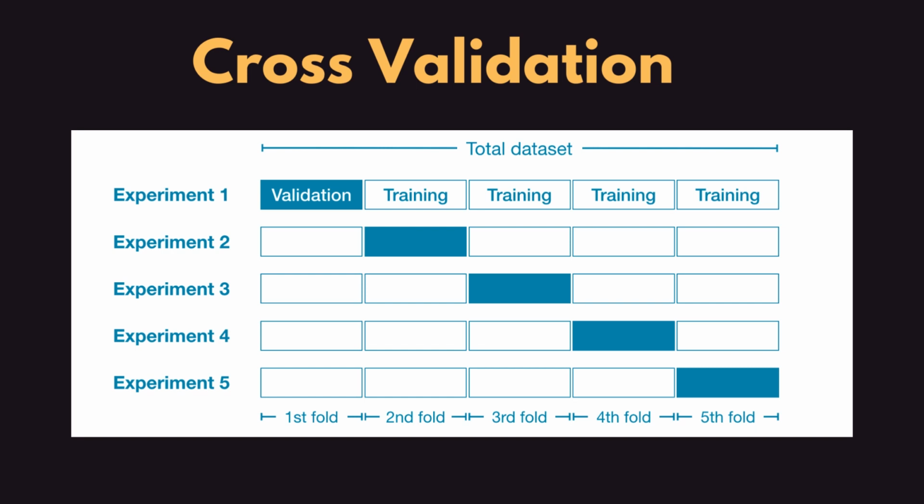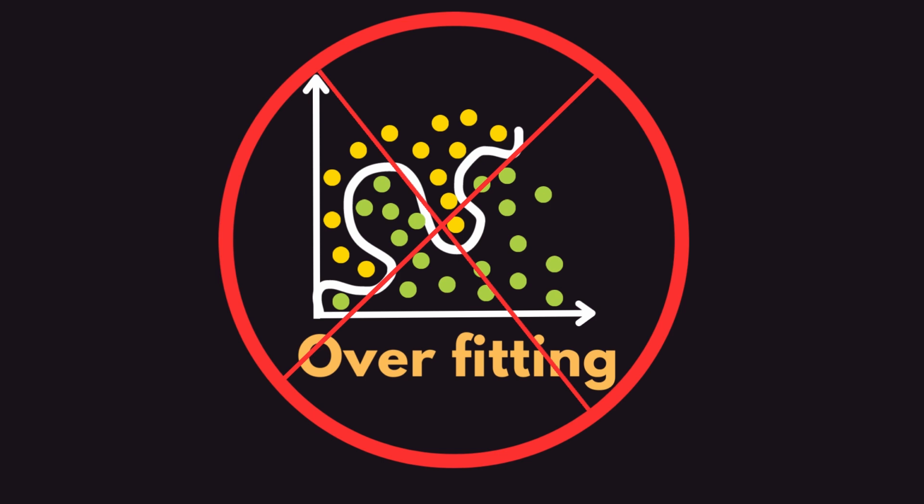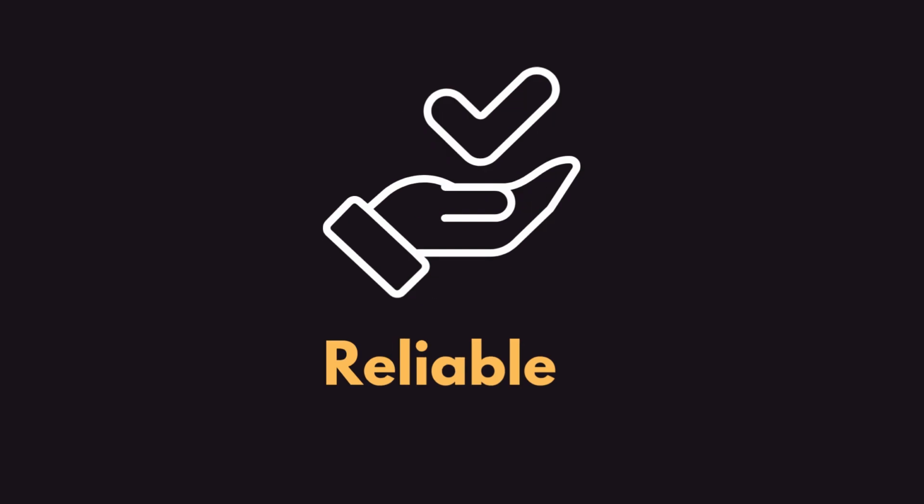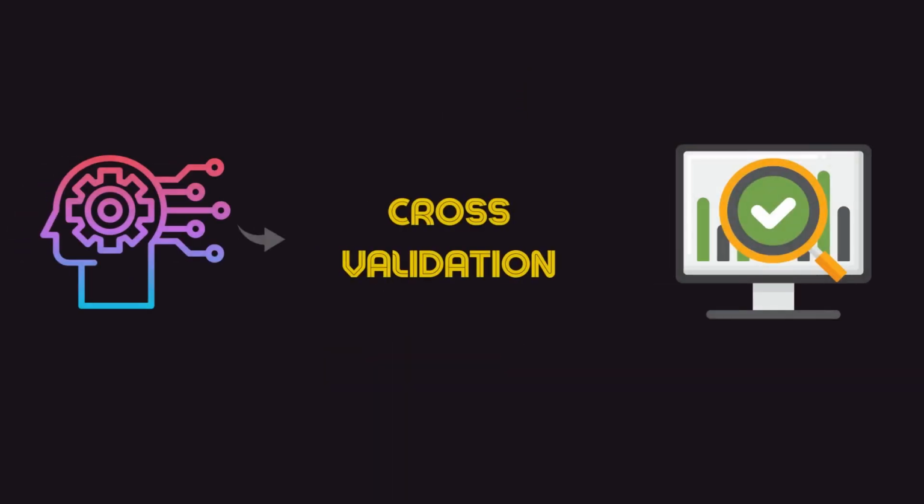It should be noted that the testing data is not introduced to the model during training. By doing this, you can get a more accurate and reliable estimate of your model's performance. It also helps you avoid overfitting, where your model performs well on the training data but poorly on the testing data. So, if you want to make sure that your machine learning model is accurate and reliable, consider using cross validation.